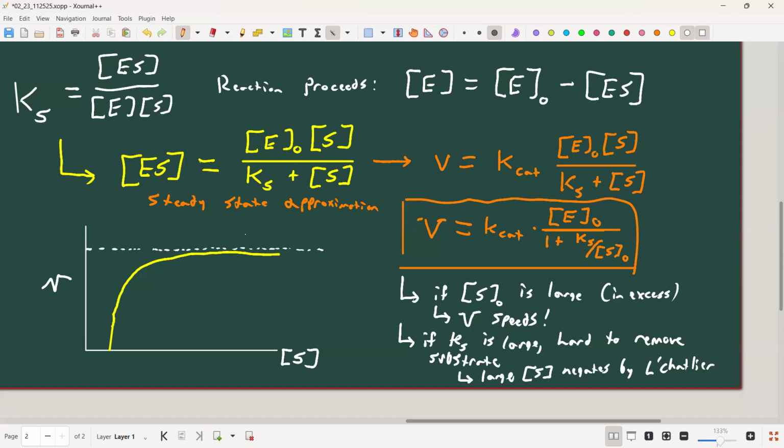So we can call this line here V max, right? The maximum velocity. And that's going to be equal to K cat times the maximum amount of enzyme that you have, which is E naught. That's the fastest the reaction can go, right? Which is where you have exactly 1 molecule of substrate per molecule of enzyme. And the enzyme can process at its rate, and that's the fastest it's going to go. So we have this Vmax term.